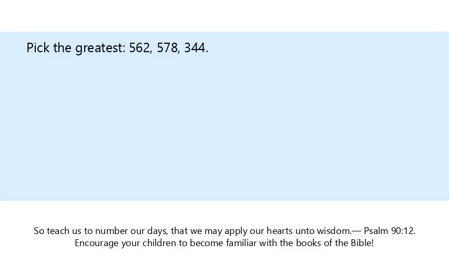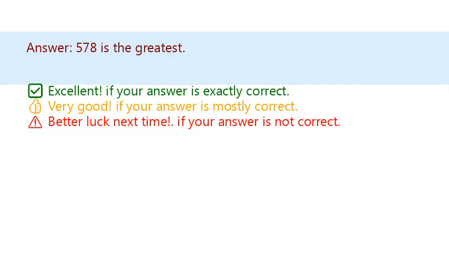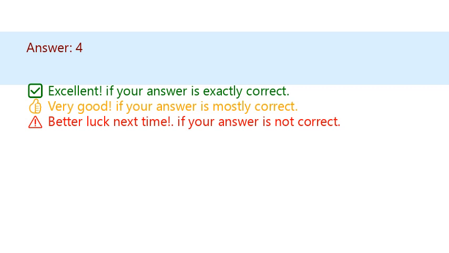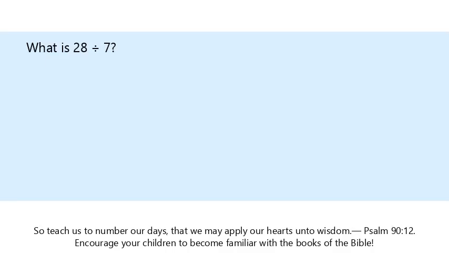Pick the greatest. 562, 578, 344. Answer: 578 is the greatest. What is 28 divided by 7? Answer: 4. What is 28 divided by 7?